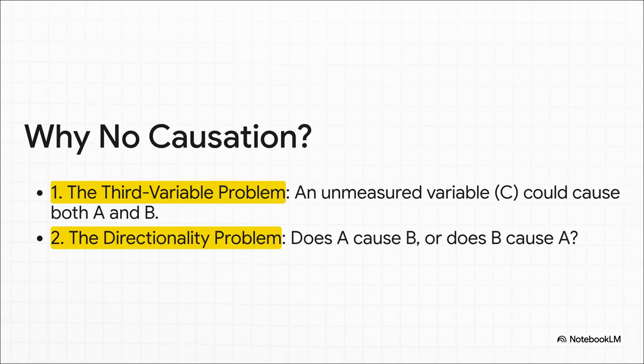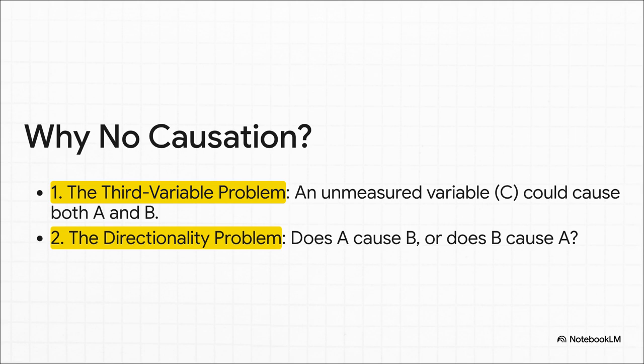So why is that? Well, there are two big reasons. First, what we call the third variable problem. Maybe there's some other thing we didn't measure, like how much sleep the students got. Maybe lack of sleep causes both high anxiety and poor exam performance.